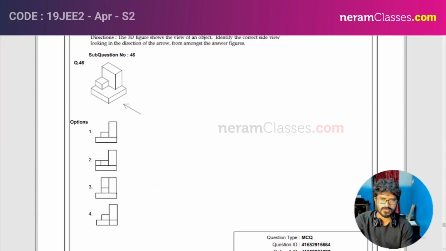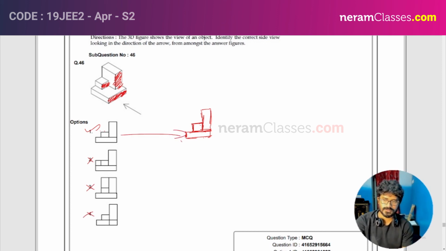Question number 46 is we need to find out the correct elevation for this 3D figure based on the direction of the arrow. So I'll draw the elevation. So this is a rectangle which will be visible from this arrow direction. So I'll draw this first. Also there is a small rectangle which is seen here which will be aligned in the base. So this will be here, and there is one more bigger rectangle which acts like a pedestal for the shape. So this will come below this. So if we match this, 1 is the right answer, others are not at all matching.